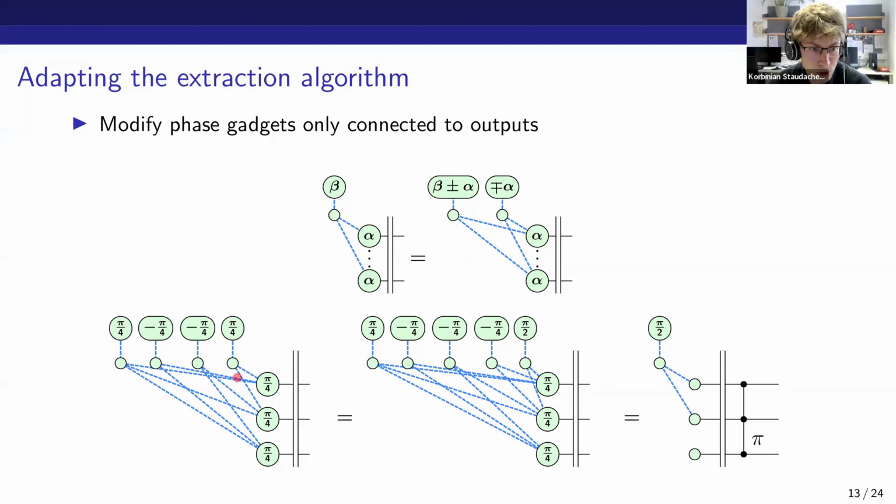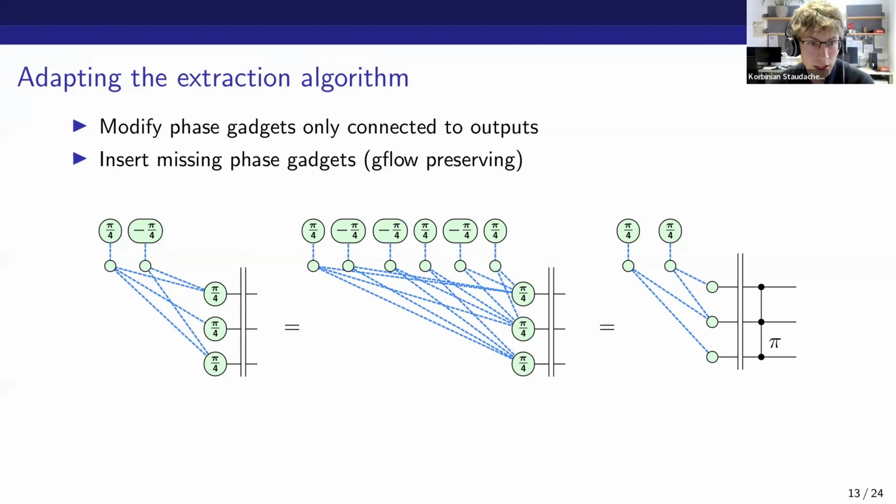We can unfuse this into 2 phase gadgets, one phase gadget containing a phase of π/2, and the other phase gadget containing a phase of -π/4, which we want. And then we use all of those phase gadgets to extract the multi-controlled phase gate, and we end up with the single phase gadget here over the outputs.